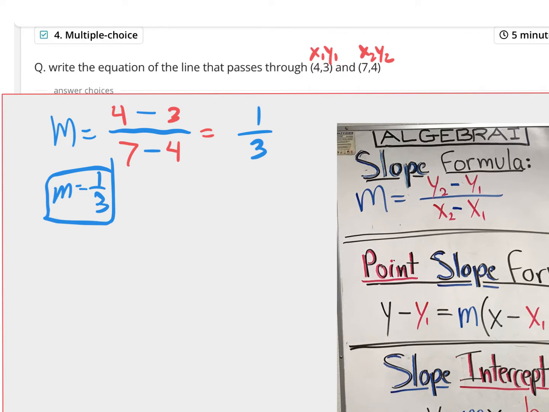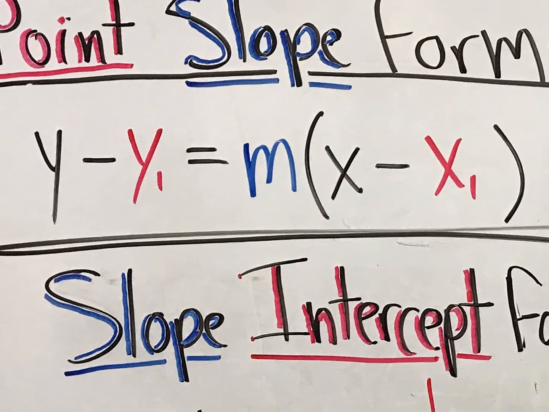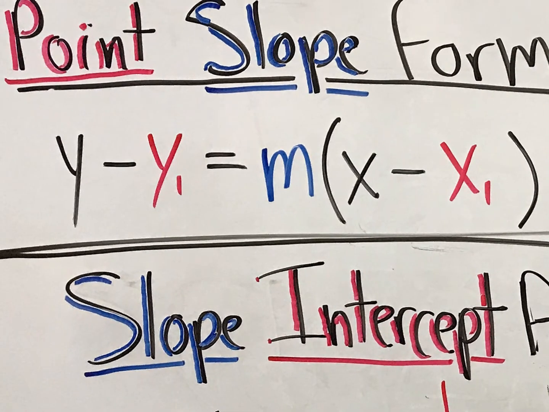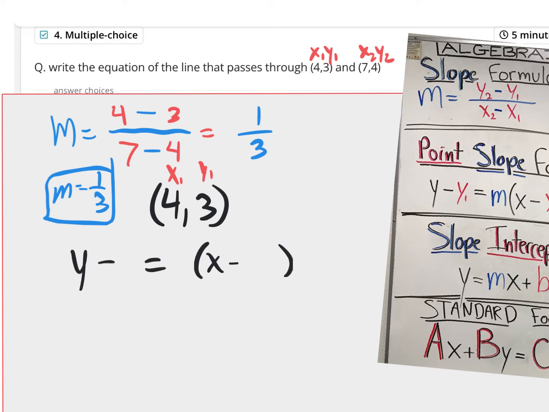So I am going to use the first point, x1, y1, which is 4, 3. That's x1, y1. Let me label it again, x1, y1. And of course, we are using the point slope formula, which is over here. And I always say, write what's in black and leave everything else blank so you could plug in your values. So y minus blank spot equals blank spot, parentheses x minus blank spot. So let me actually do that right here. And now let's plug in our values.